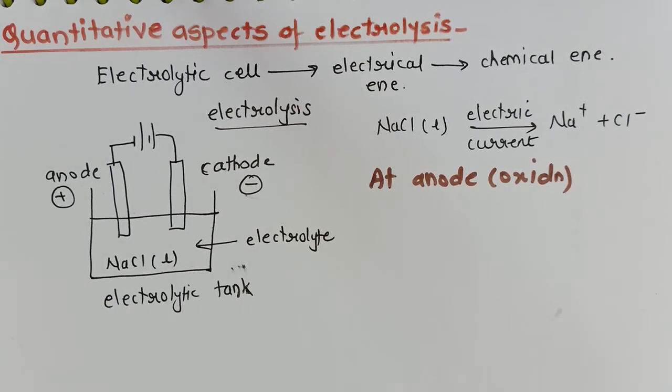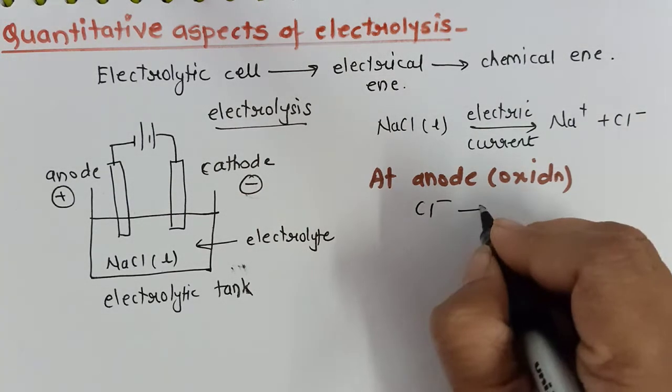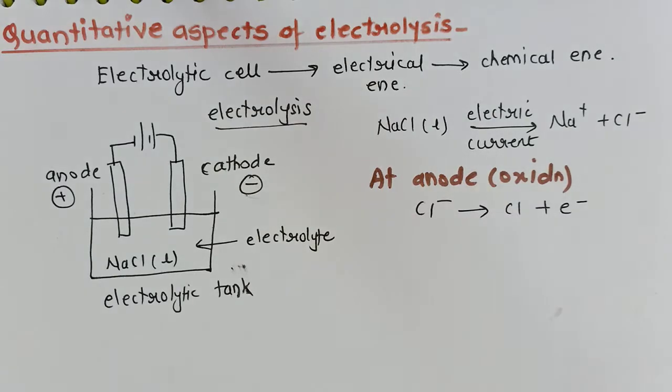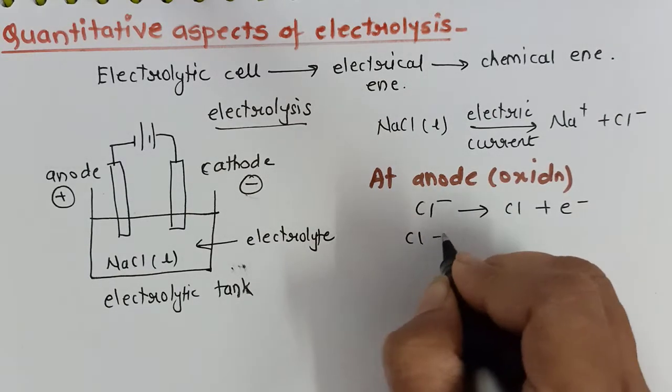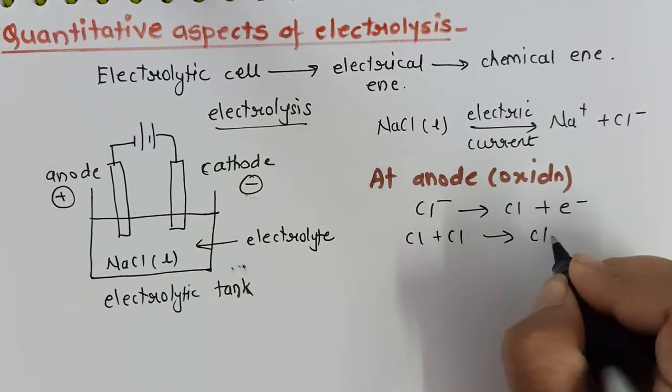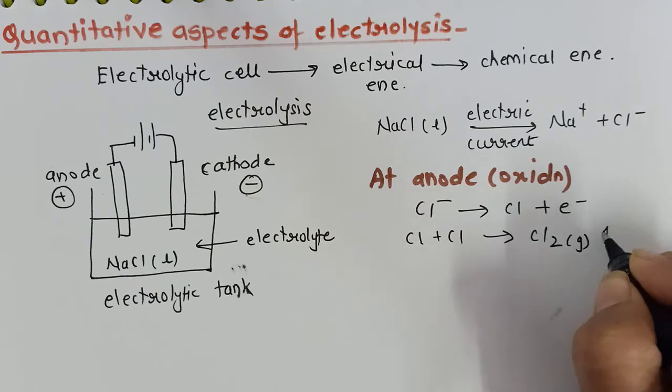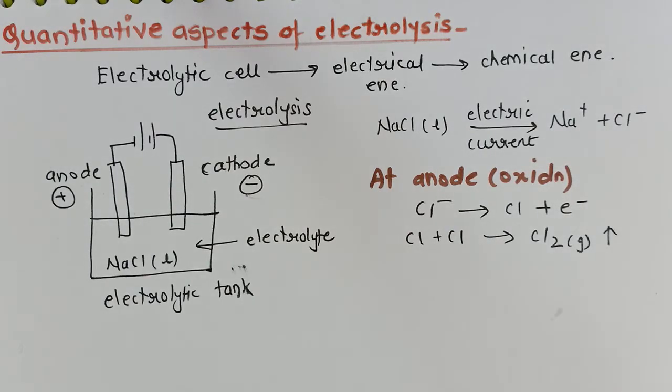We know that at the anode oxidation occurs. So, what is happening at the anode? The reaction is Cl- will lose an electron and form Cl. Two atoms of Cl will form a molecule of chlorine and that will be evolved as gas.